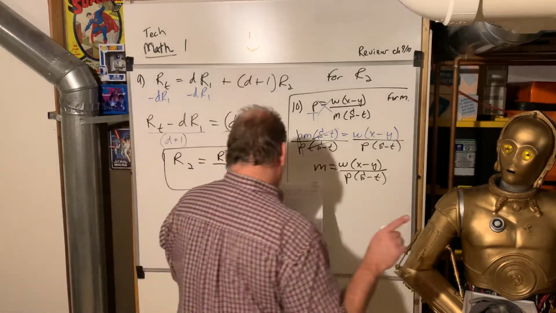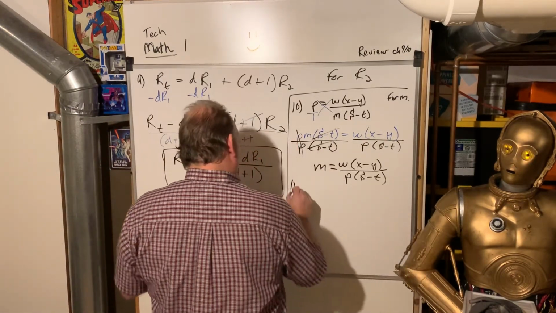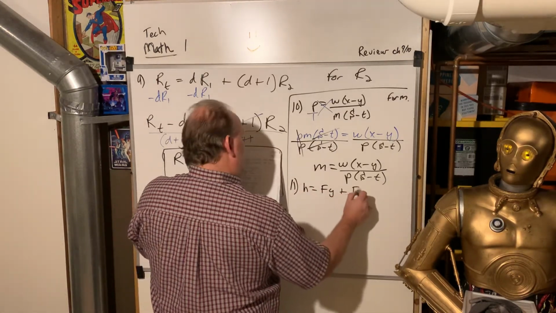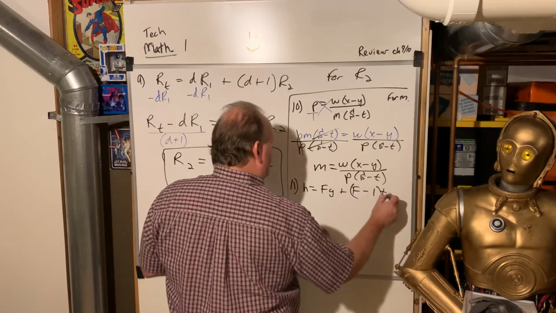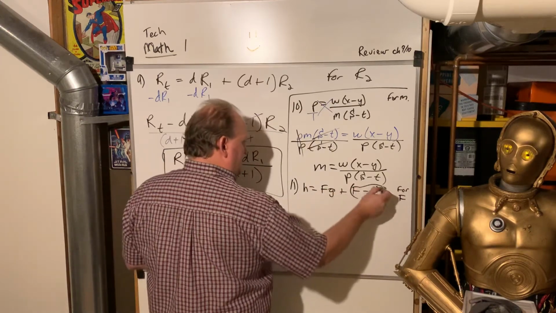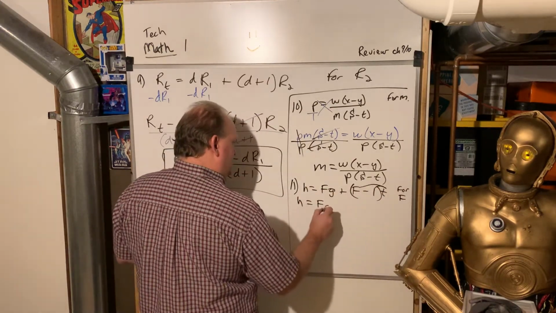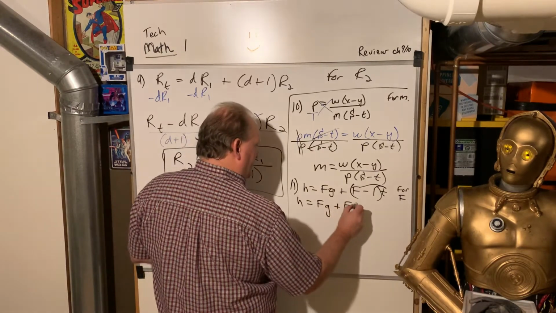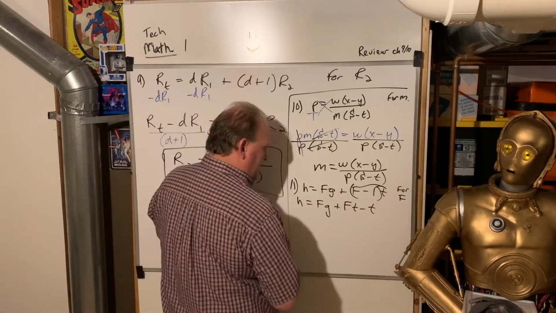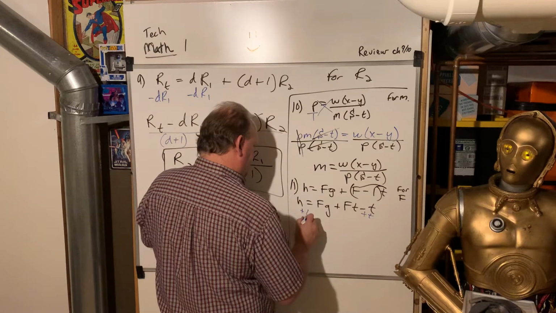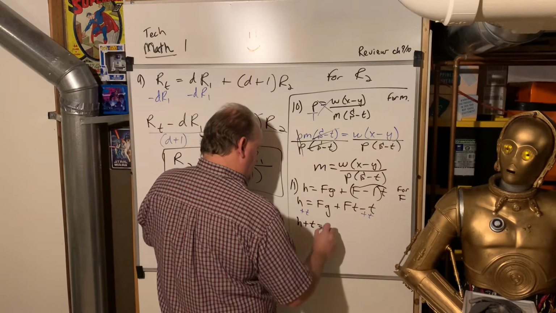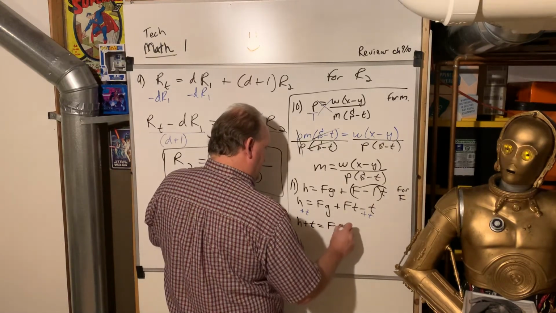11, that one is a little tough. We have H is equal to FG plus F minus 1 times T, but they want me to do it for F. And so we do the distributive property. So you've got H is equal to FG plus F times T minus T. We add the T over to the other side. So H plus T is equal to FG plus FT.